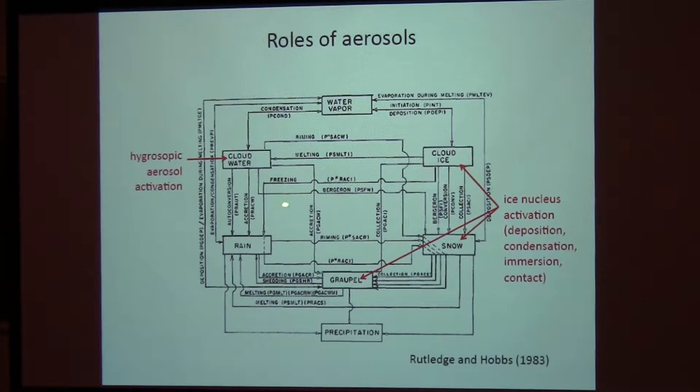And where do aerosols come in? Aerosols come in right here at cloud water. All cloud droplets in the atmosphere form on existing particles in the atmosphere, and we refer to that as hygroscopic aerosol activation. We also do have aerosols that are ice nucleating active, in various ways. These can go to form directly cloud ice, or snow, or even graupel if they're interacting with raindrops, for instance. And so this is the points at which the aerosol is interacting with the microphysics.